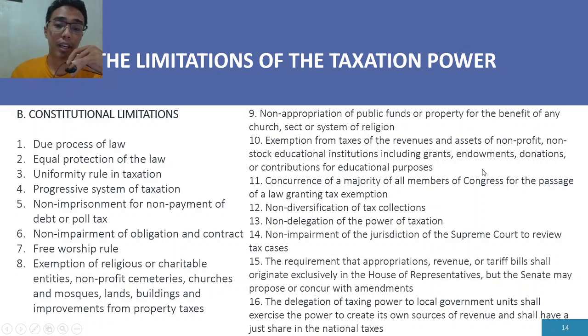Okay? Number 11, concurrence of a majority of all members of Congress for the passage of a law granting exemption. So, kailangan ng majority of all members of the Congress para mag-grant ng tax exemption ang isang individual.